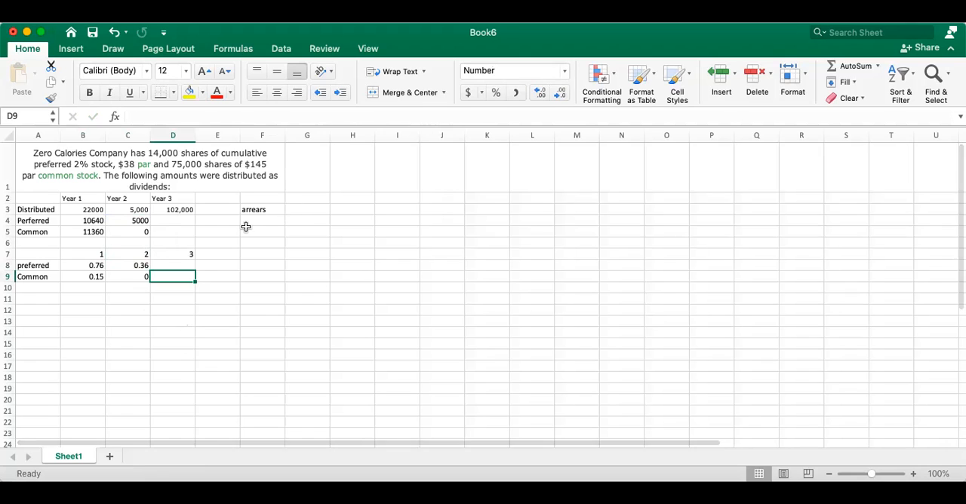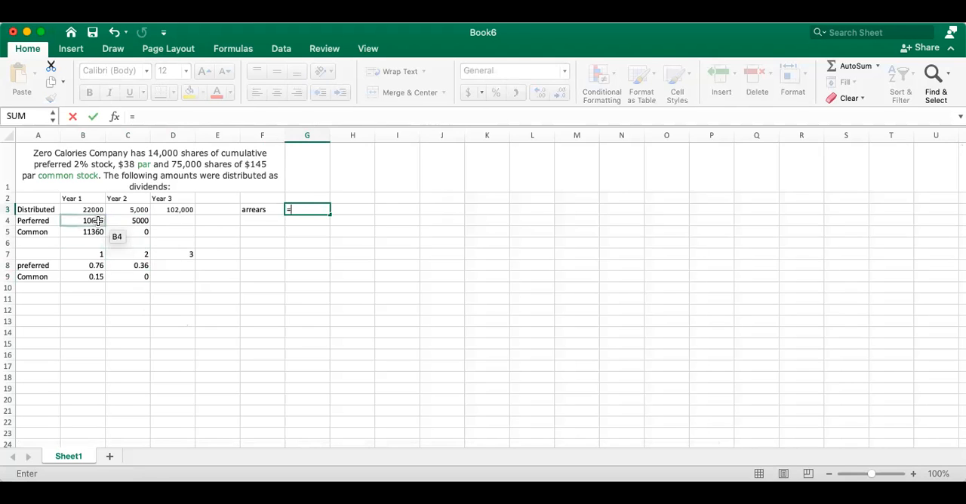Now we do have arrears though. I'm going to put that because the arrears is going to be our amount, this 10,640, and we only paid 5,000. So this amount is going to be in arrears right here, because remember, when we pay out our 14,000 times 2% times $38 par value, we should get this amount. Now we didn't make that amount, so we're going to have to add it to this year. That's why I put in arrears here.